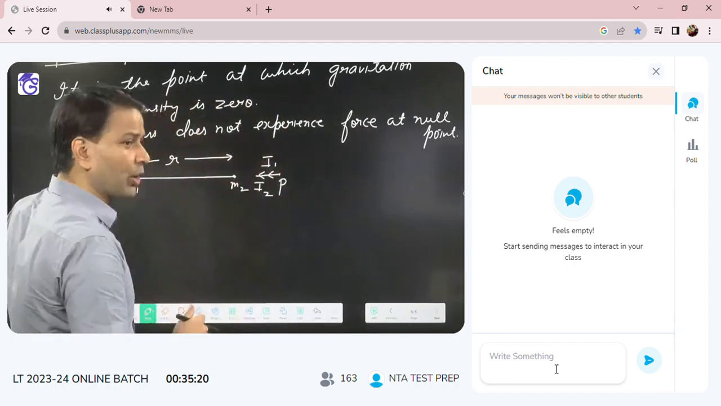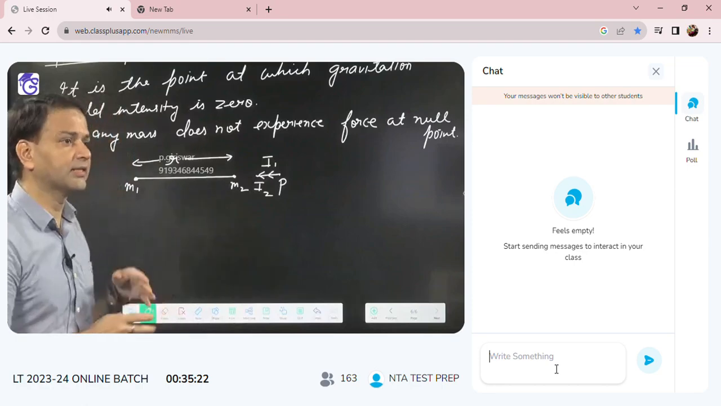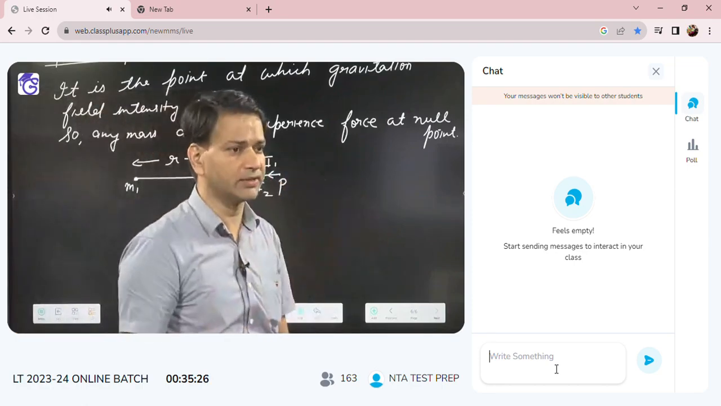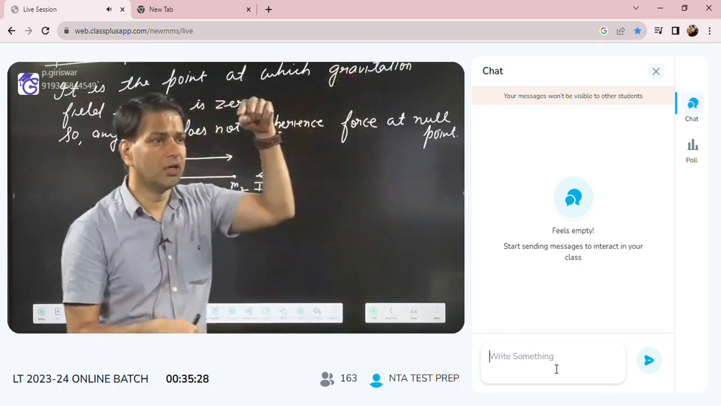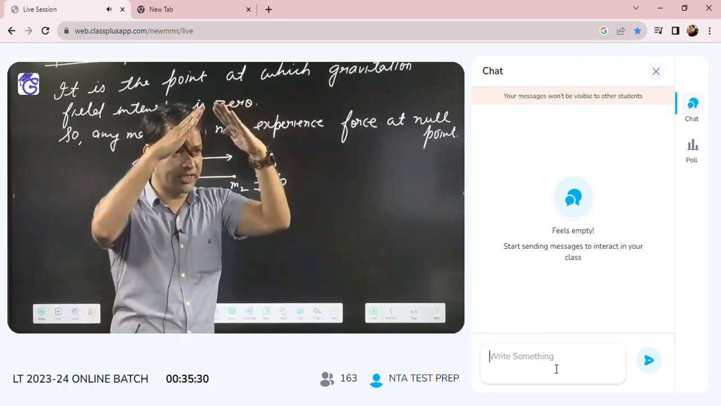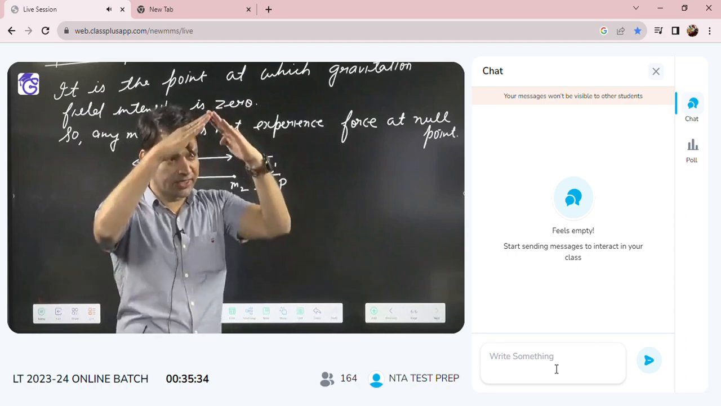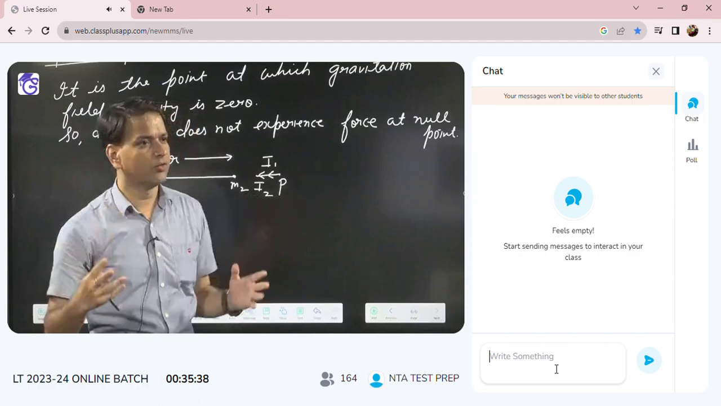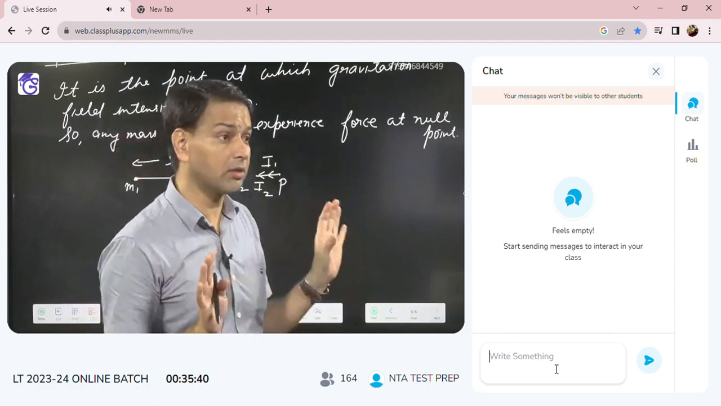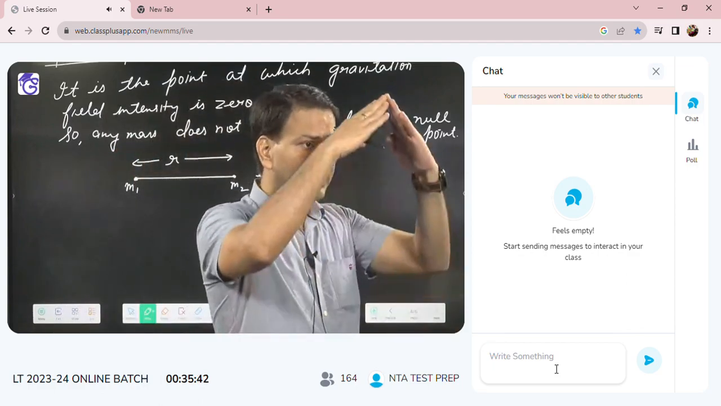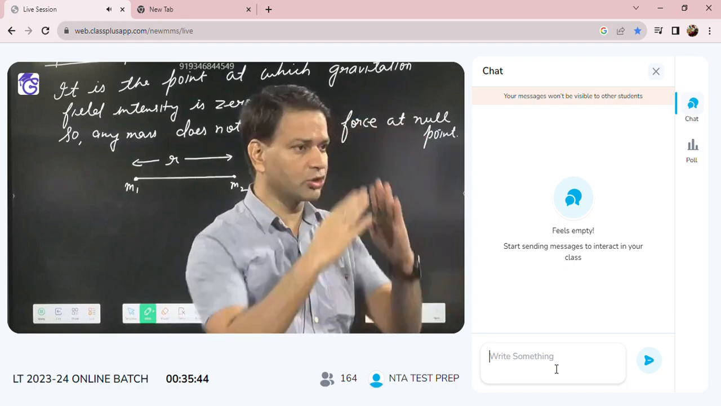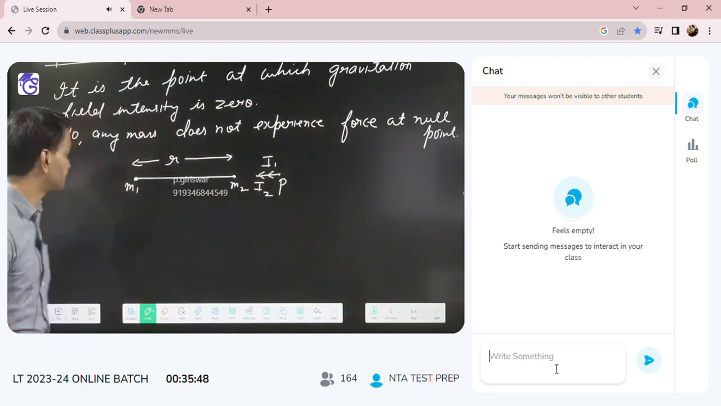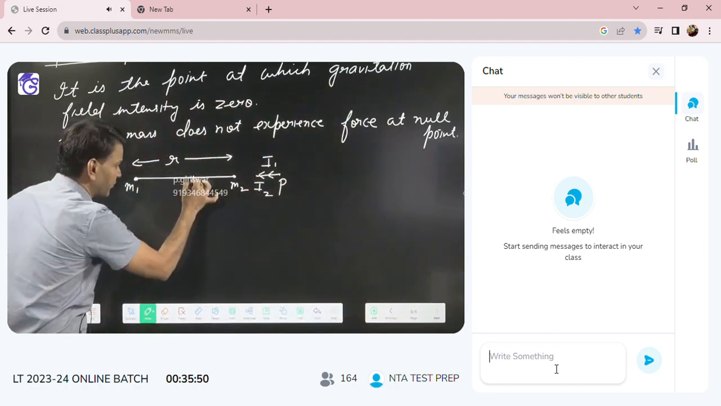If you take the point P on the left, then the intensity direction will be to the right. So it cannot be zero outside both masses. Up or down also we cannot get it, because the intensity directions will be like this, and these two vectors will never cancel each other. I am talking about the two masses. So only one possibility is there, somewhere in between. Okay. So suppose I am taking any null point like here.